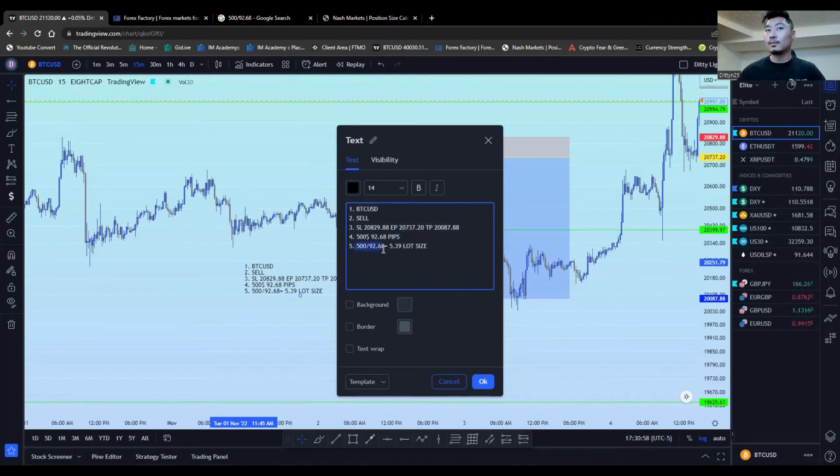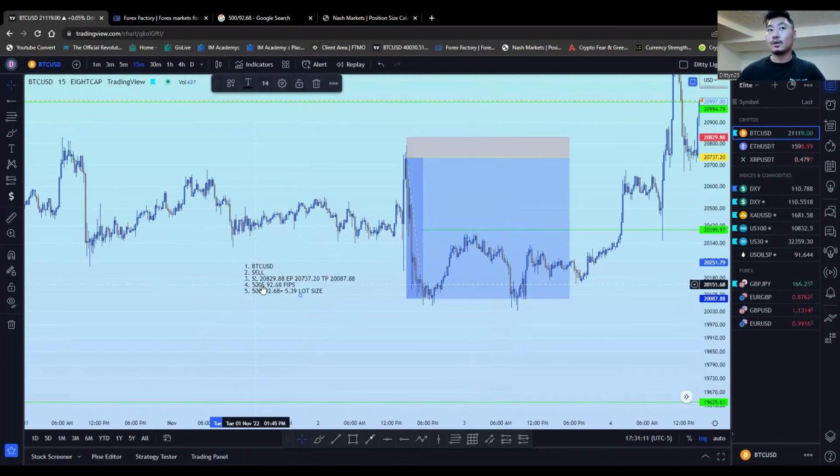Boom, so 500 divided by 92.68 will give you the lot size on the FTMO account. Not other brokers, you have to look at it for other brokers. Okay, there we go, boom.